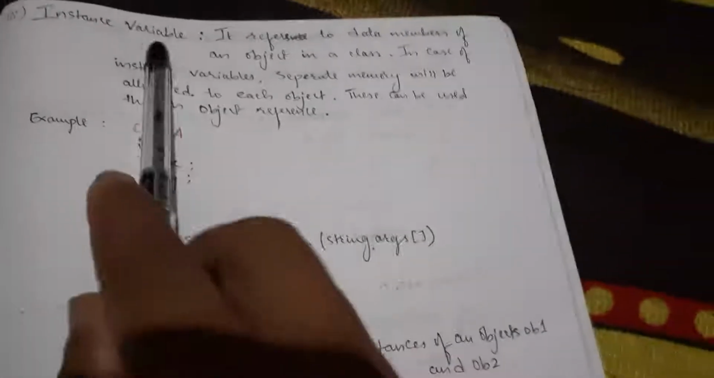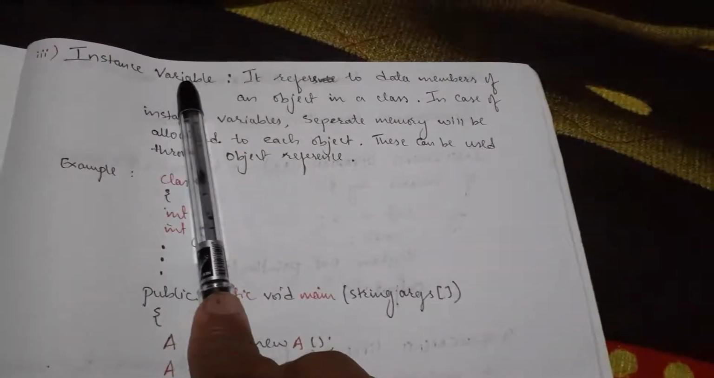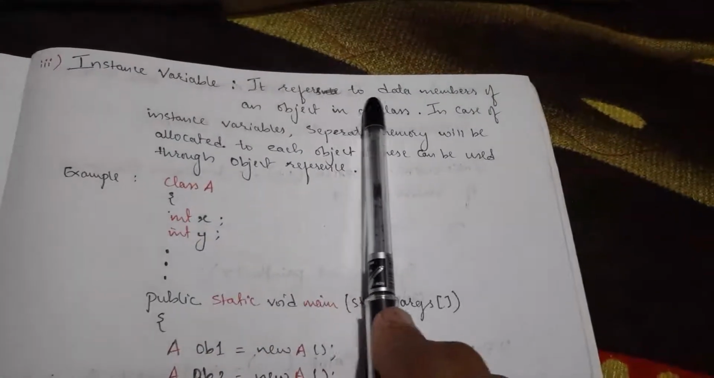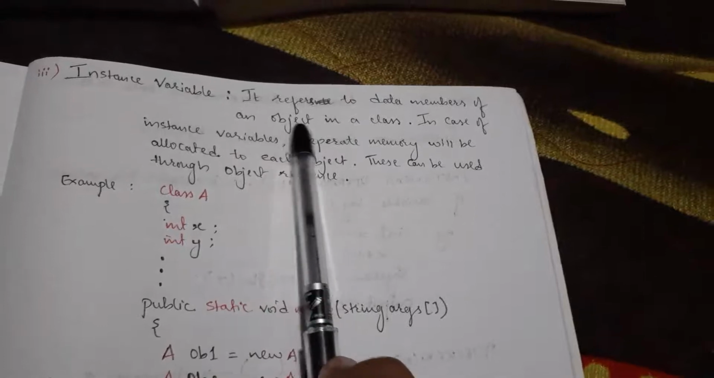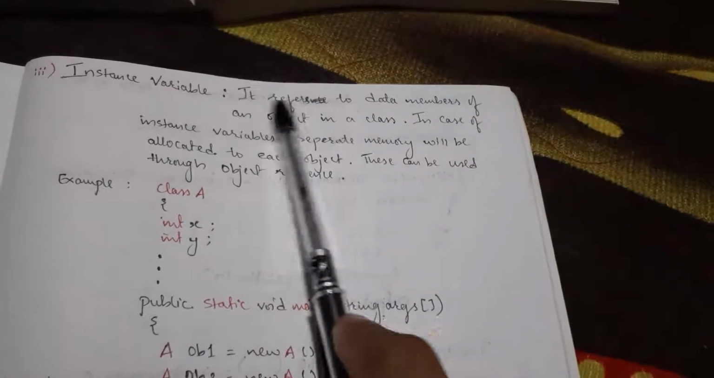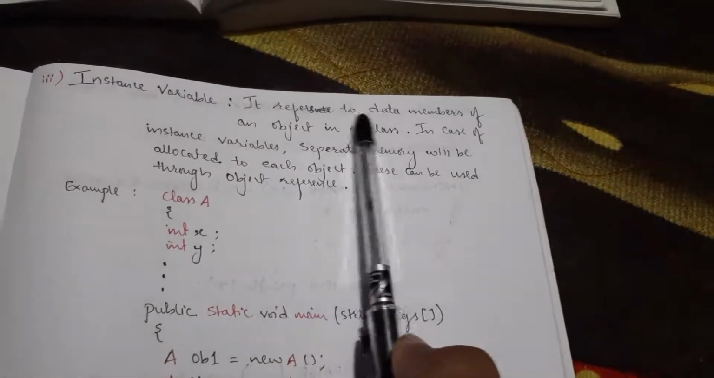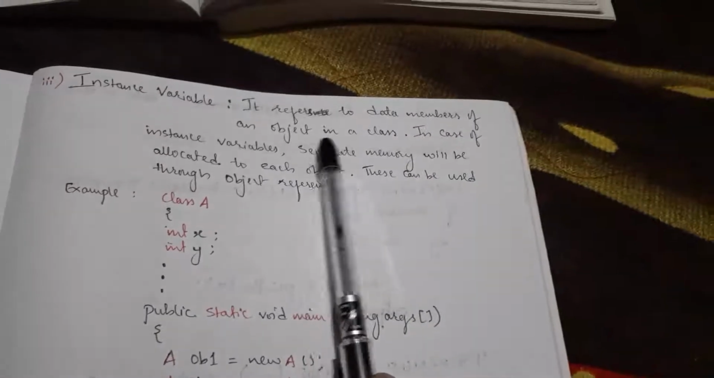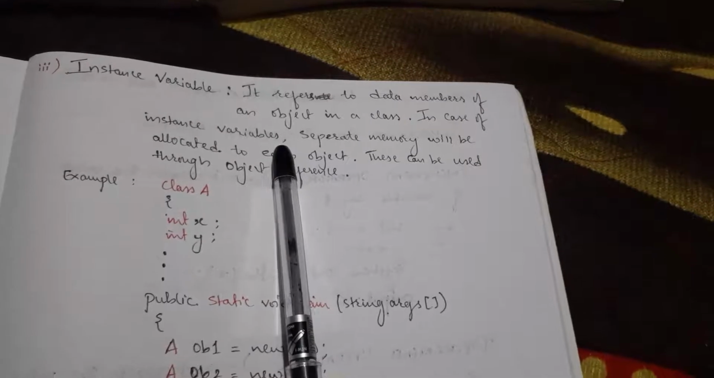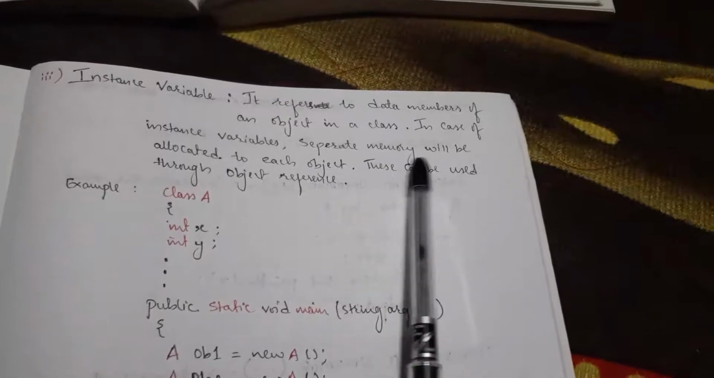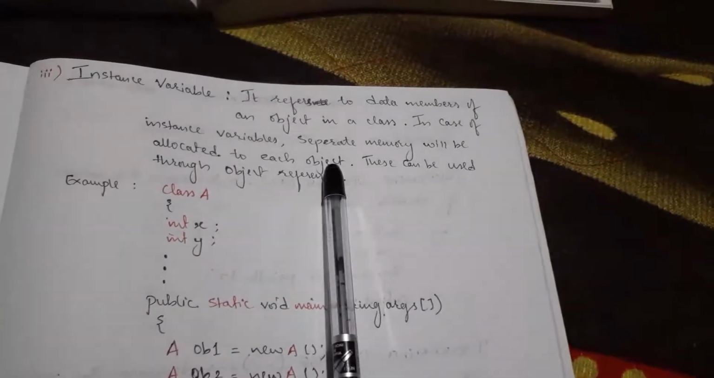Now let us move to the third kind of variable, which is called instance variable. It refers to data members of an object in a class. Understand the thing properly: in case of instance variables, separate memory will be allocated to each object.